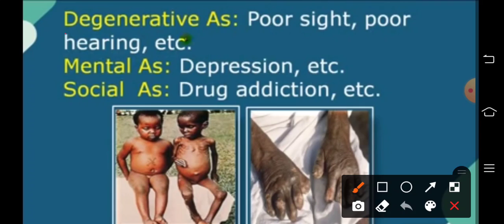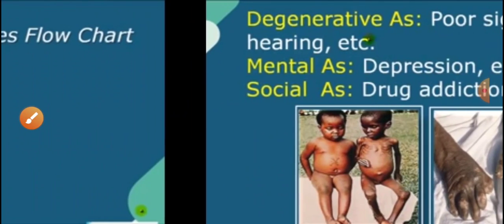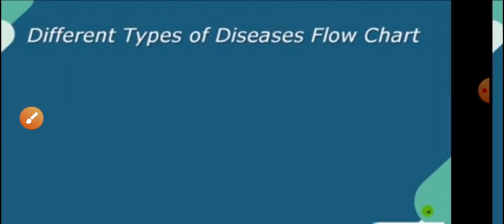Next is degenerative, such as poor sight, poor hearing. These are the degenerative diseases. Mental, such as when you have suffered from depression. Social, such as drug addiction, etc. So these are the kinds of diseases.